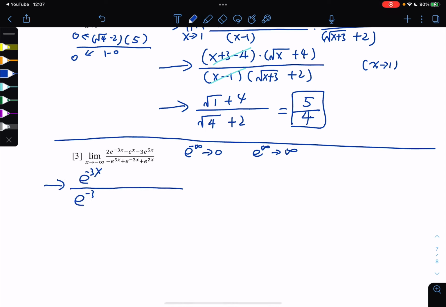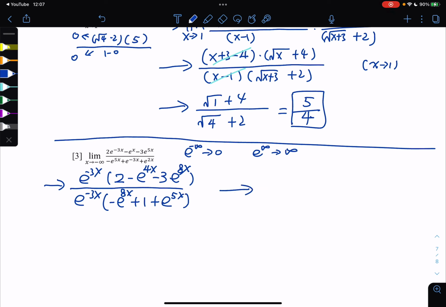Some of you like to say I divided by both of them. They are essentially the same thing. So what's left is 2e to the 4x minus 3e to the 8x. You make sure what you have here and those multiplying together reconstruct the original problem. So I have e to the positive 8x plus 1 plus e to the positive 5x. And now send x to negative infinity.